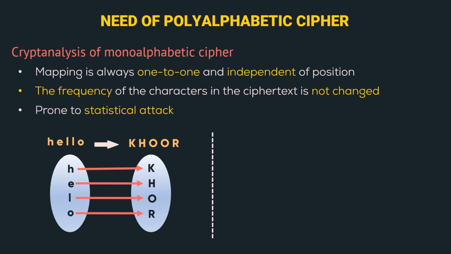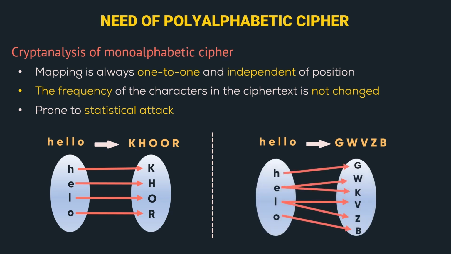Let's take an example to understand this. Here the plain text hello is converted to the following cipher text. Let's have a look at the mapping of the characters in the plain text to the characters in the cipher text. The following diagram represents the mapping. Here we can see the letter H in the plain text is mapped to the letter G in the cipher text. However, the letter E is mapped to 2 alphabets in the cipher text, that are W and K. Same goes for L, which is mapped to 2 alphabets, that are V and Z. And finally O is mapped to the letter B.